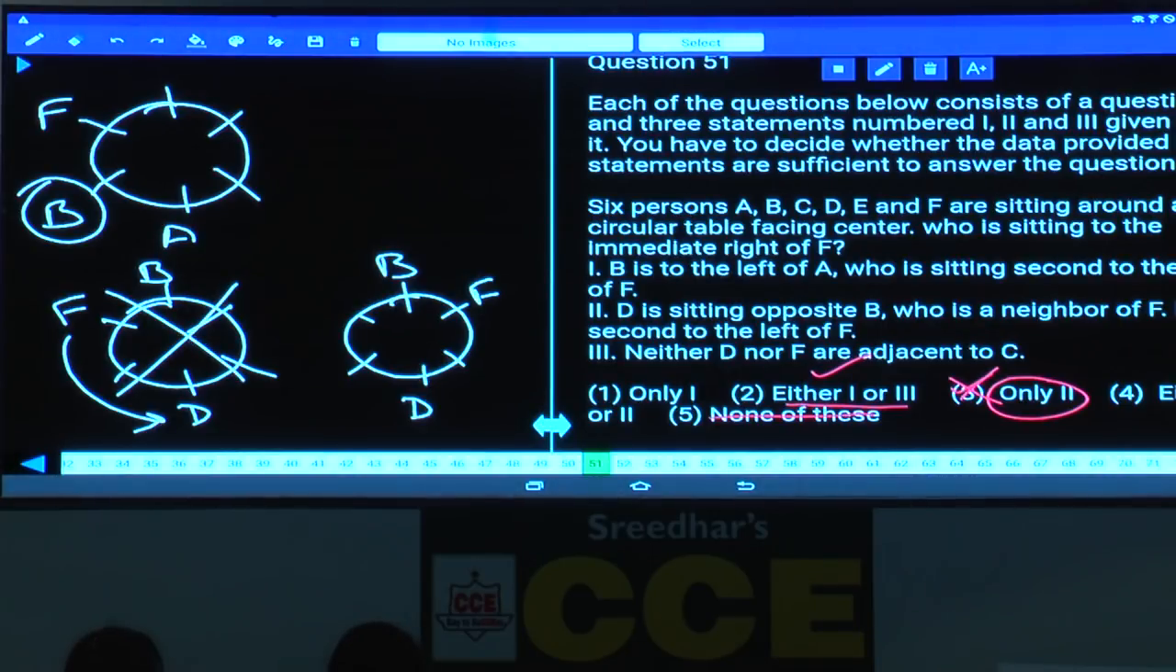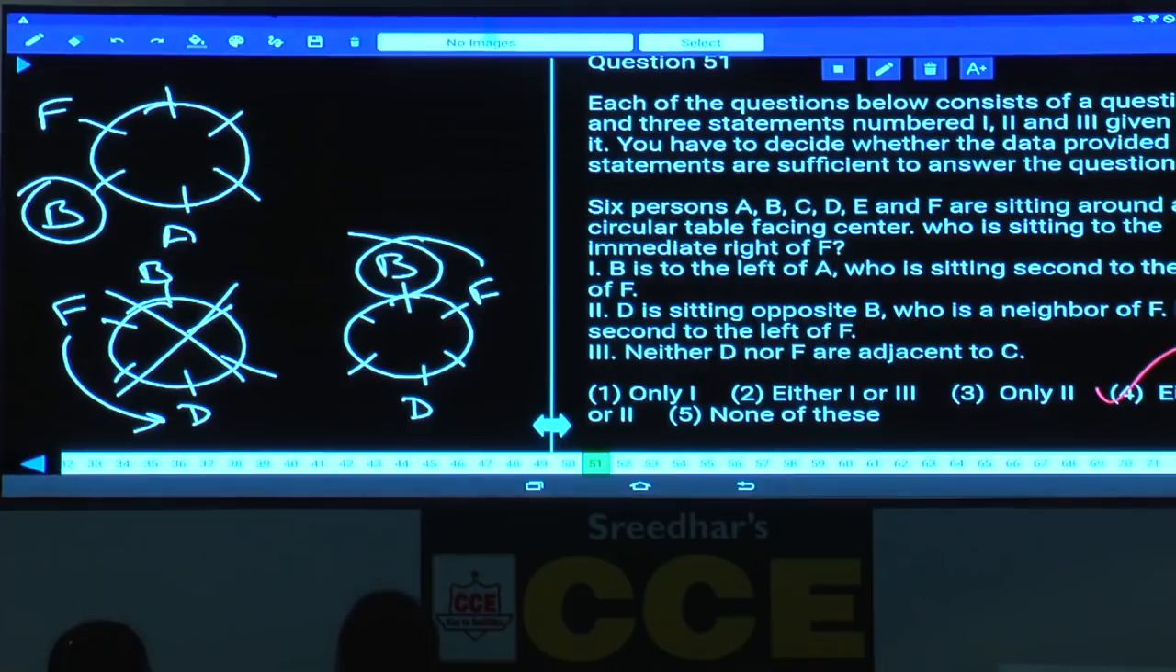As this case is ruled out, then what is your answer here? D is seated second to the left of F. As D is seated second to the left of F, tell me what is your answer here? Am I getting the answer or not? Then who is to the immediate right of F? B is to the immediate right. Hence, with the help of 1 alone I got the answer. With the help of 2 alone also I got the answer. Hence, what is your answer here? Either 1 or 2 alone, that is choice 4.